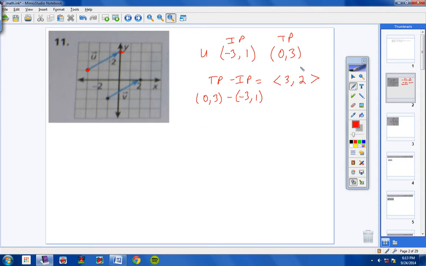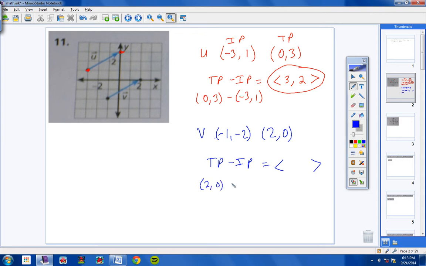Now let's write vector v as an ordered pair. We'll change over to blue, and here we go. Vector v has an initial point of -1, -2, and a terminal point of 2, 0. Okay, so we're going to take terminal point minus initial point, and that will give us our vector. All right, so terminal point would be 2, 0. Initial point would be -1, -2, and here we go. 2 minus a -1, that's 3. 0 minus a -2 is 2. So students, it looks like to me we have identical vectors, okay?